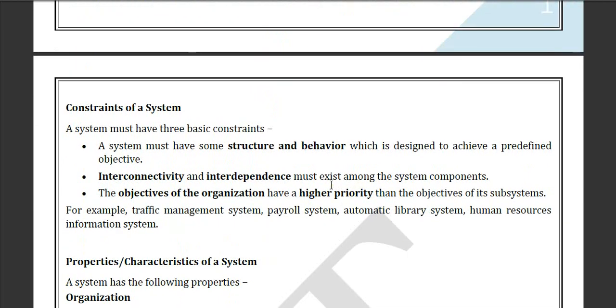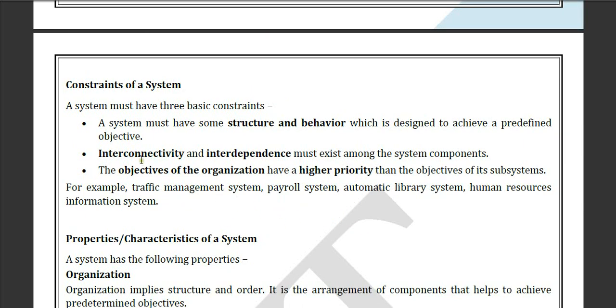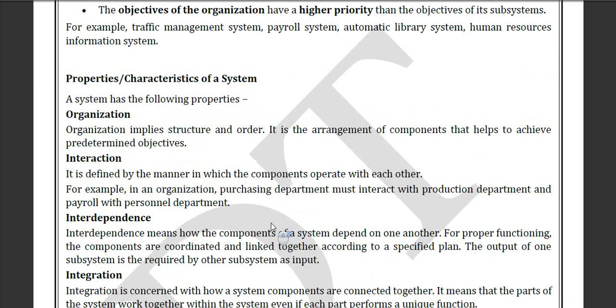Now the constraints of the system. A system must have some structure and behavior, interconnectivity and interdependency between the components. The objectives of the organization have a higher priority. Those are all the constraints of systems.